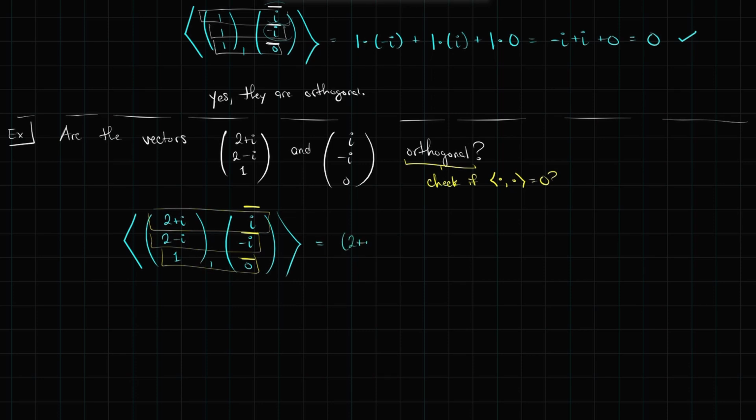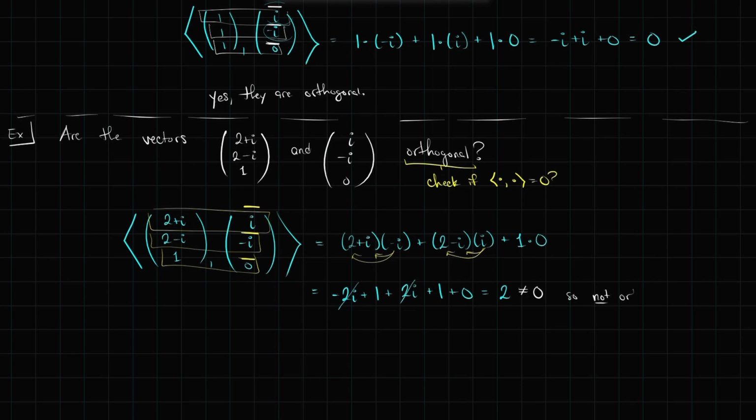What we're left with is 2 plus i times negative i, plus 2 minus i times positive i because of the complex conjugate, plus 1 times 0. And I'll have to distribute the minus i to both terms, plus i to both terms. I'm left with negative 2i minus i squared. So minus i squared is minus negative 1, same as plus 1, plus 2i. Then I have a minus i squared again, so I end up with plus 1 again, plus 0. And the i's cancel, but I am left with a final answer of 2, which is very much not equal to 0. So these are not orthogonal.